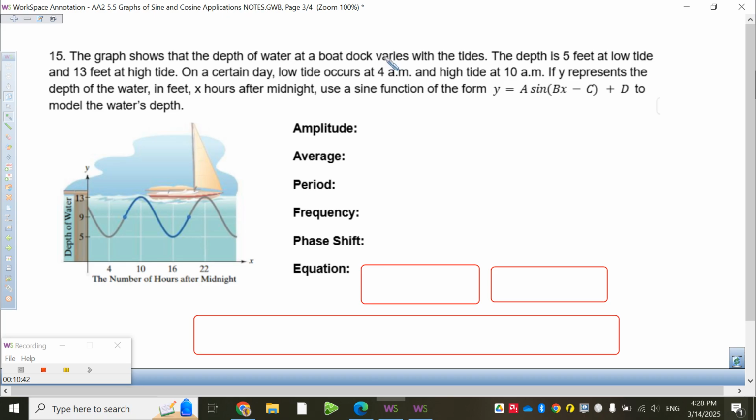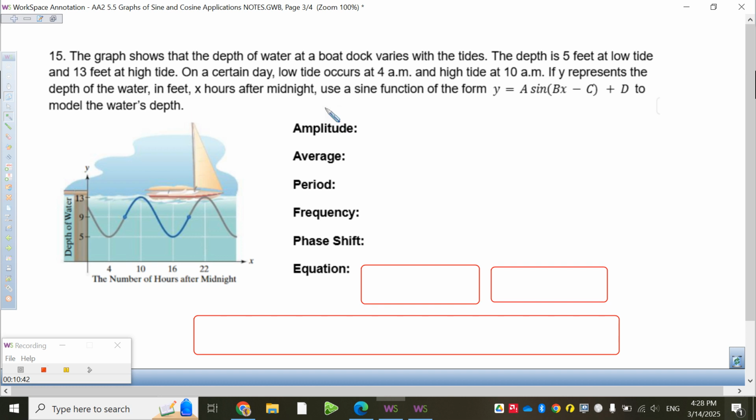The depth is 5 feet at low tide, so we can see this minimum value here of 5, and 13 feet at high tide. On a certain day, low tide occurs at 4 a.m., so here's our 4 a.m. value, and high tide occurs at 10 a.m., that's right here. If y represents the depth of the water in feet, x hours after midnight, use a sine function of the form right here to model the water's depth.